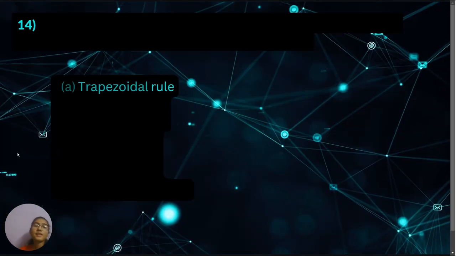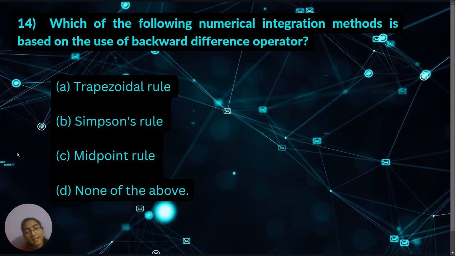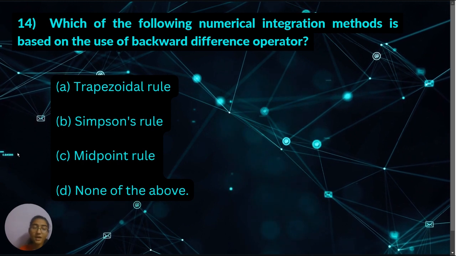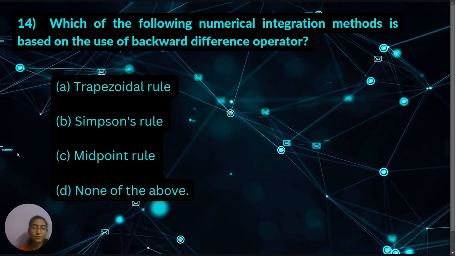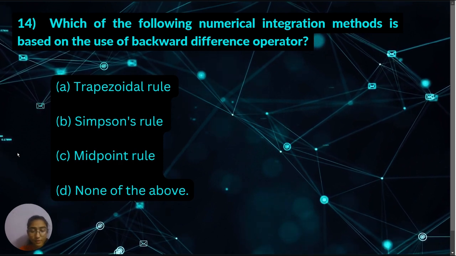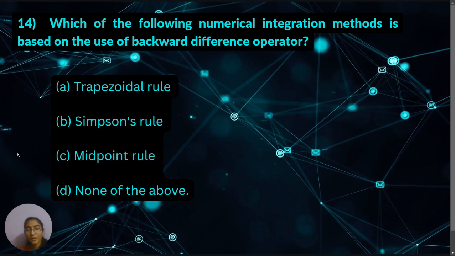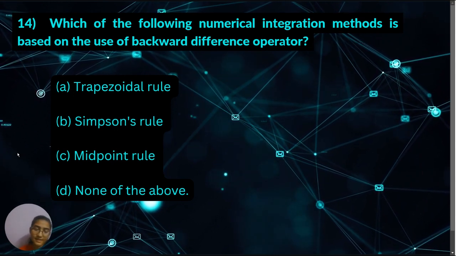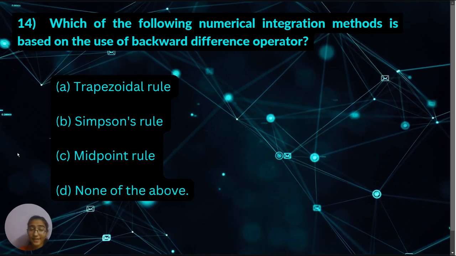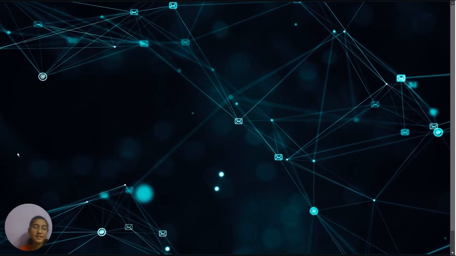Coming to the next question, question number 14. Which of the following numerical integration methods is based on the use of the backward difference operator? Our options are A. Trapezoidal rule, B. Simpson's rule, C. Midpoint rule, or D. None of the above. Again, it is a very obvious answer and you can guess it easily, but I am going to give you the answer. The answer is D. None of the above.